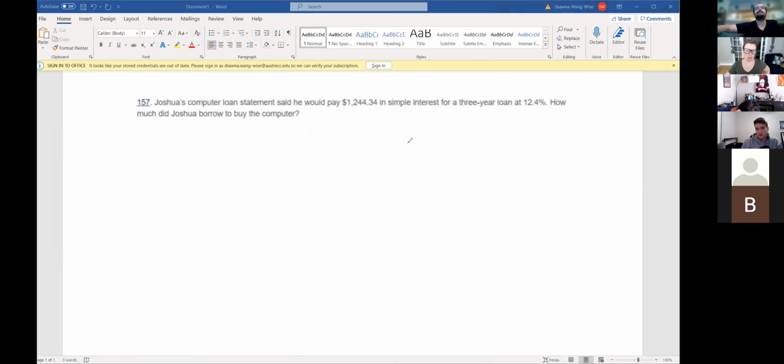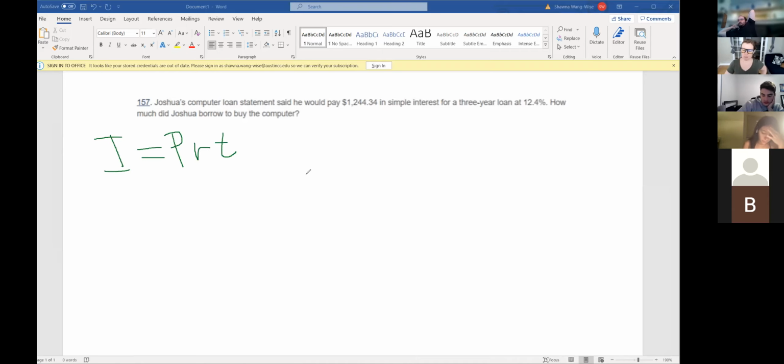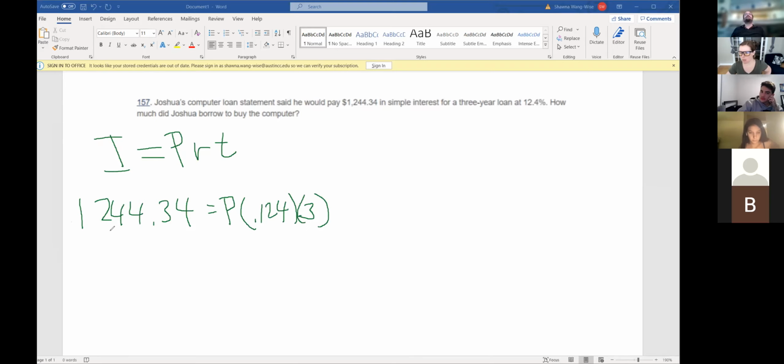Well, let's see. It says simple interest. They're giving us the loan statement that said that's how much they would pay in total over a 3-year loan, and they're giving us the percent. Interesting. So I use I equals PRT, and then I put 1244.34 equals P times 0.124 times 3. Okay, times 0.124 times 3. All right. What do we think about this as a class? Anyone have anything? Did the same thing. That's what I wrote down.